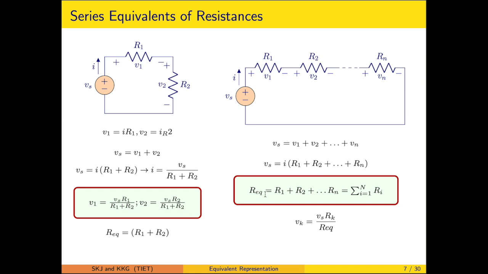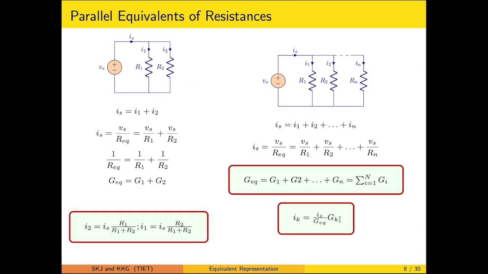The same arrangement has been extended to the general case where n resistances are connected in series. So the equivalent for that is the summation of all the resistances. And similarly you can calculate the voltage across the individual kth resistance, that is Vs upon Req into Rk.